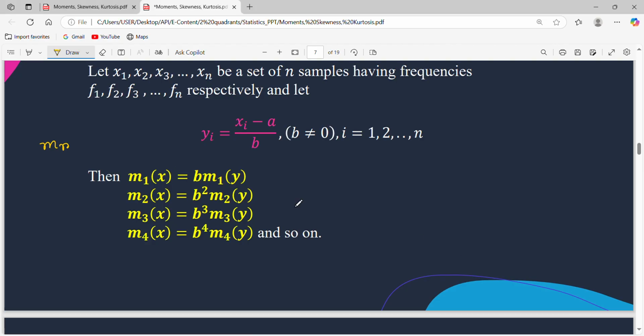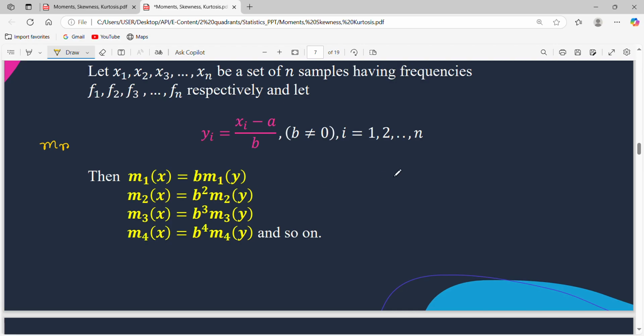And here m1x equal to b m1y, and m2x means the second central moment with respect to x equal to b square m2y, where m2y means the second central moment with respect to y, and m3x means the third central moment with respect to x equal to b cube m3y. m4x means the fourth central moment with respect to x equal to b to the power 4 m4y, and so on. So in this way, these are the relations between the x and y scale-based central moments.